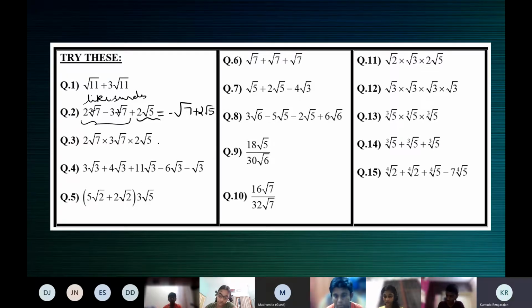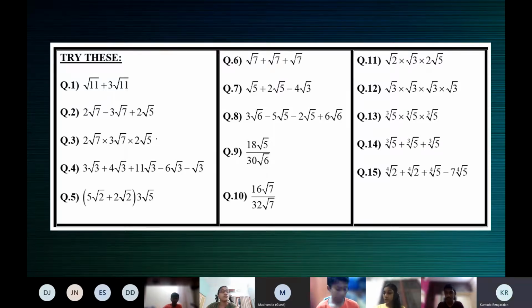Shri Krishmi, are you there? No answer. Netra, what's the answer for the third one? 12 root 225. Okay.